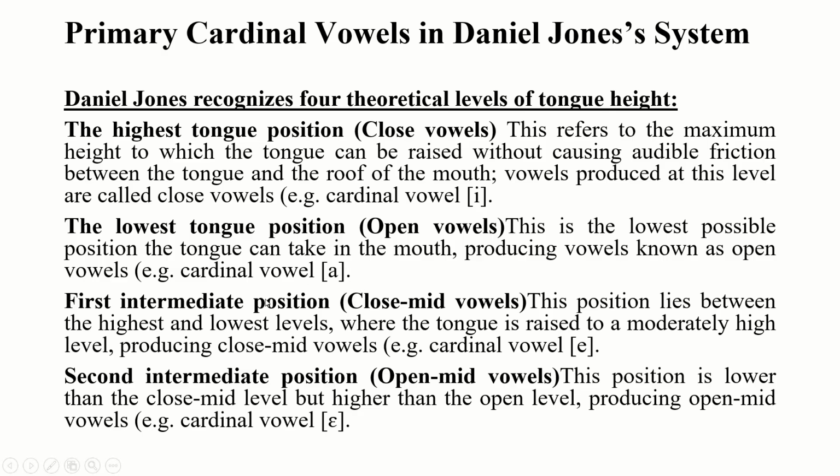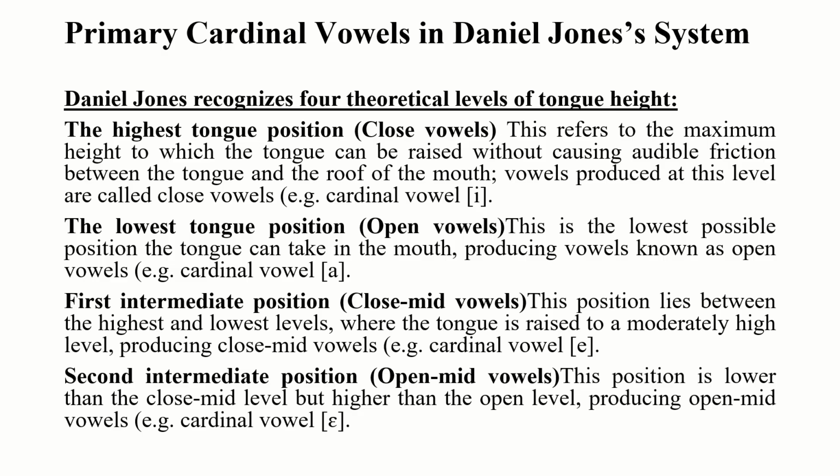Later we will discuss it. The next one is the first intermediate position, which is called closed mid vowels. The maximum height level of the tongue gives closed vowels, and a little bit below that are closed mid vowels. It means this position lies between the highest and the lowest levels, where the tongue is raised to a moderately high level, producing closed mid vowels.